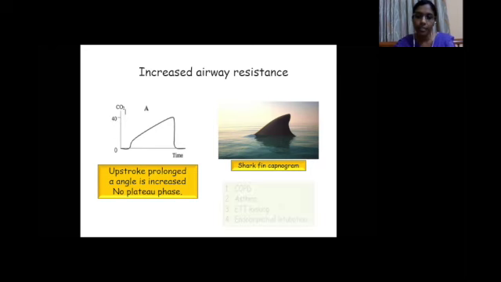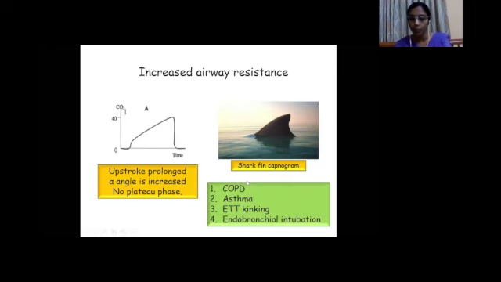The increased airway resistance could occur either because the patient has COPD, or because there's bronchospasm, or endotracheal tube kinking, or endobronchial intubation. Most often, it's due to COPD or bronchospasm. Once we give bronchodilators, we see the response that it will settle. The shark fin pattern will settle. In this case, the EtCO2 will not provide an adequate indication of the PaCO2. That is, the gradient between PaCO2 and EtCO2 would have increased.